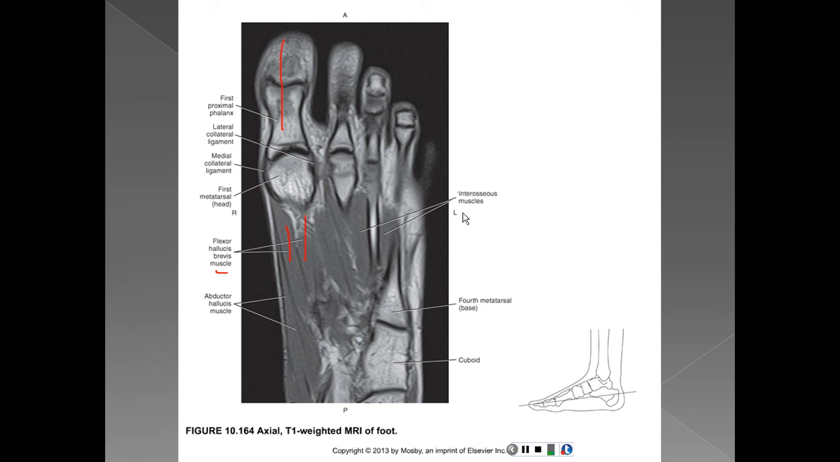We remember the interosseous muscles from the carpal, metacarpal. So interosseous muscles is just a short way of saying muscles in between the bones. Yes, the fourth metatarsal, the base of the fourth metatarsal, and the cuboid. It's a tarsal metatarsal joint, or the cuboid metatarsal joint. So you name the joint from proximal to distal.